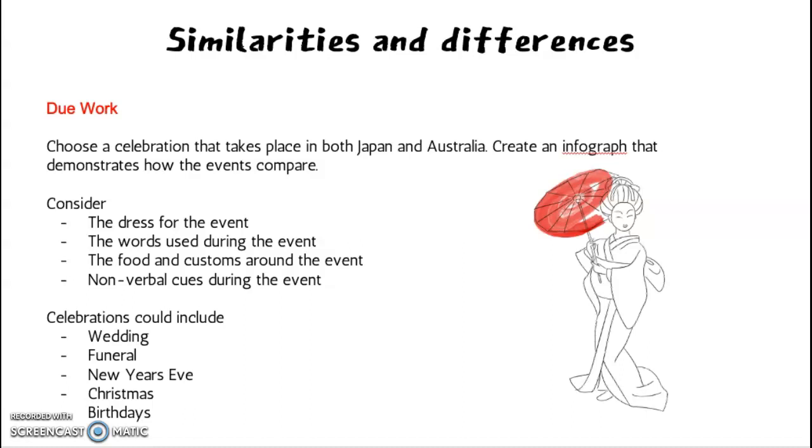You need to consider things like how people dress, the words used, the food and customs, any non-verbal cues that happen during the event. And some events you could look at include weddings, funerals, New Year's Eve, Christmas, birthdays, etc. Or you can pick something else. We're very flexible on what it is you choose.